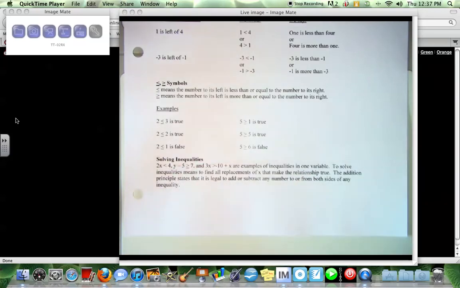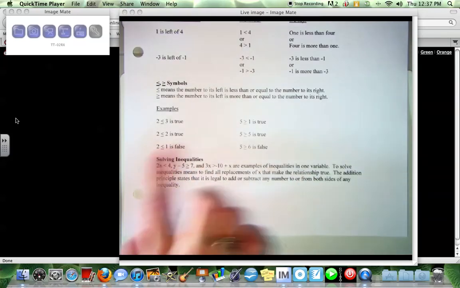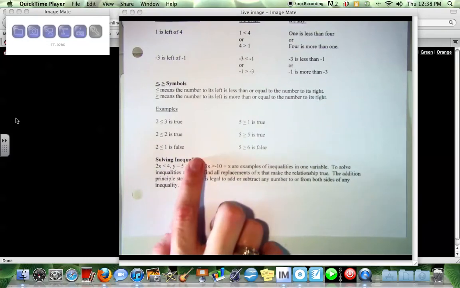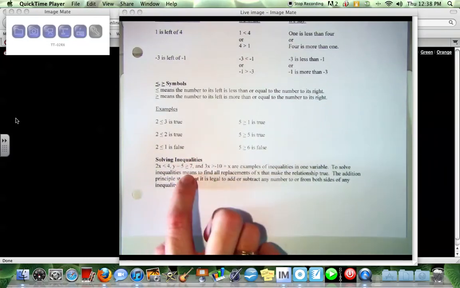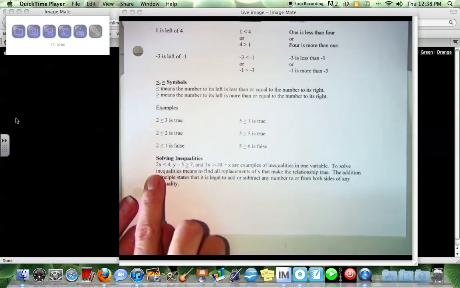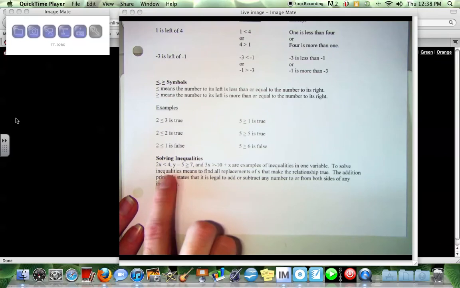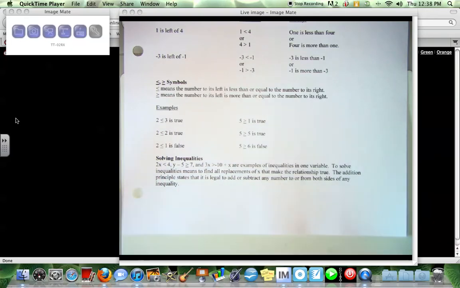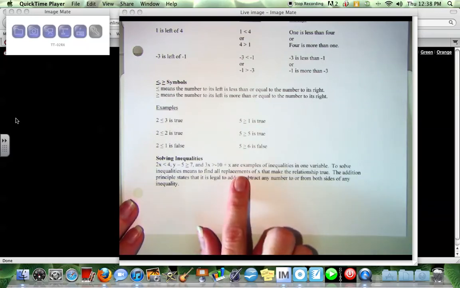So solving inequalities. This is what we're working on today. We're going to have statements with inequality symbols instead of an equal sign. Same process. We're trying to get the variable by itself. Instead of having an equal sign, we're going to have an inequality sign in there. So 2x less than 4, y minus 5 greater than or equal to 7, and 3x greater than negative 10 plus x are examples of inequalities in one variable.